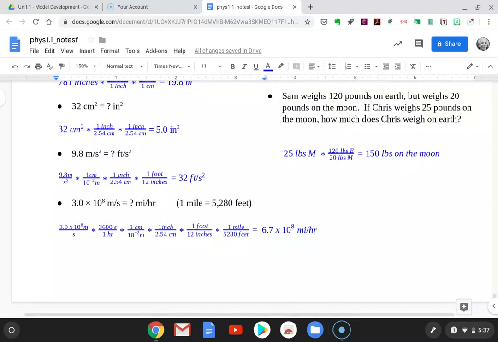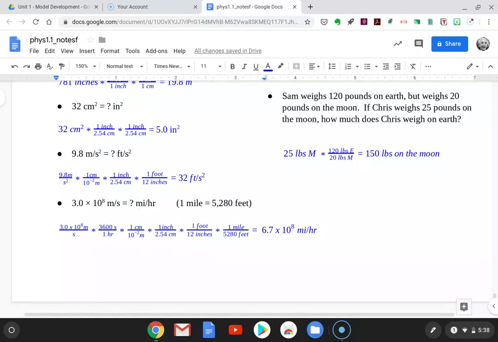3.0 times 10 to the 8 meters per second. If I want to take that to miles per hour, okay, I would start off with 3.0 times 10 to the 8 meters over seconds. I know that I want to change my seconds to hours and I want to change my meters to miles. And so this one's a little bit lengthier of a problem. And so I'm going to change my time first. I could have started with changing the meters to miles. Either way is fine. But I chose to change my seconds to hours first.